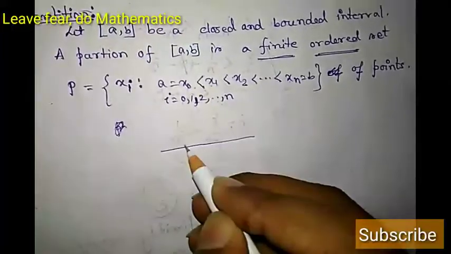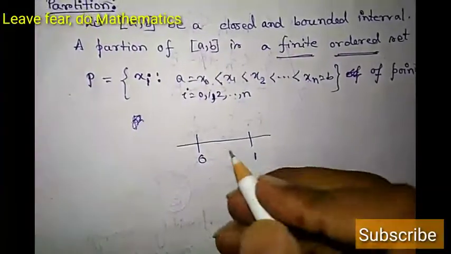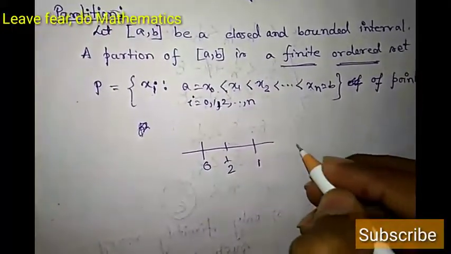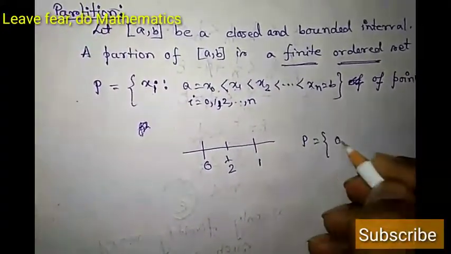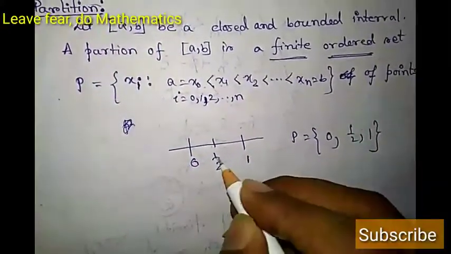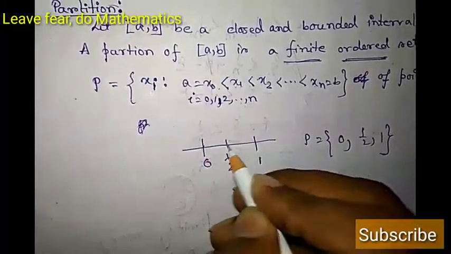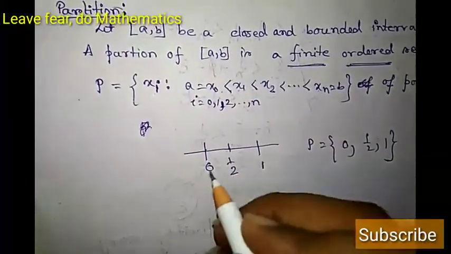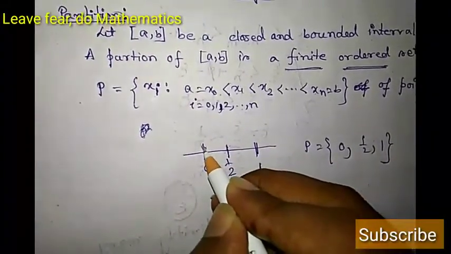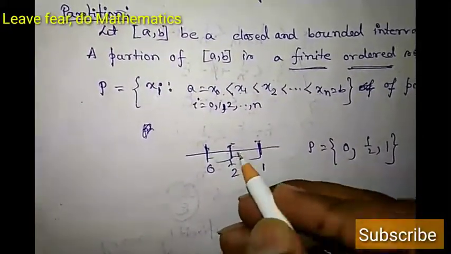Suppose this is our real line, and this is the point 0 and this is 1. So actually this is the closed interval 0 1. Now we take the point 1 by 2. So this is a partition. The partition is the set of points 0, half and 1. This collection of these 3 points is a partition of the closed interval 0 1. What do we mean by these 3 points? If we cut the closed interval 0 1 at these 3 points with a knife, we will get 2 closed intervals: one is 0 half and the other is half 1. So a partition actually breaks the interval into sub intervals.